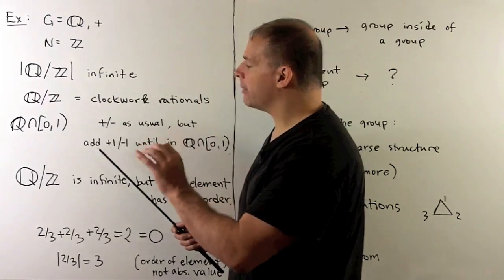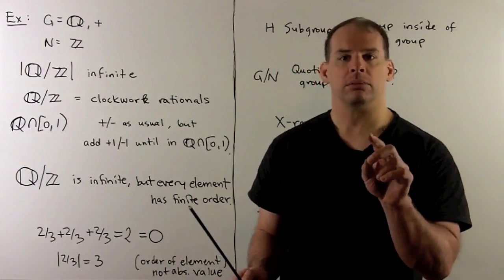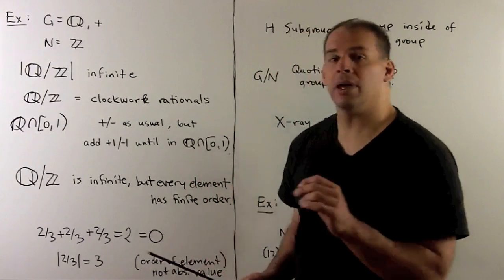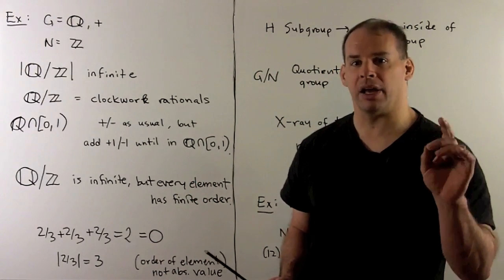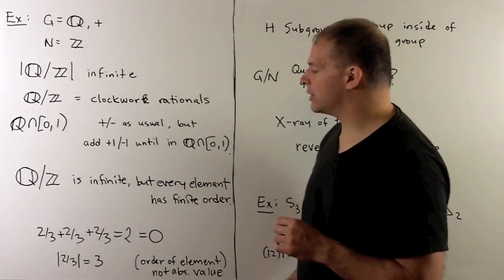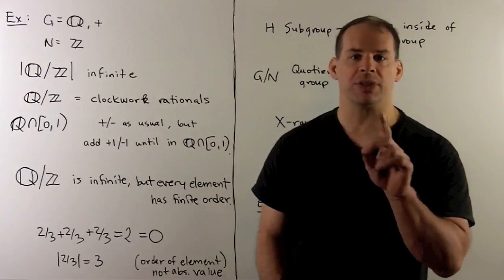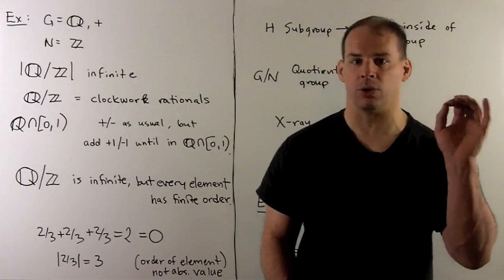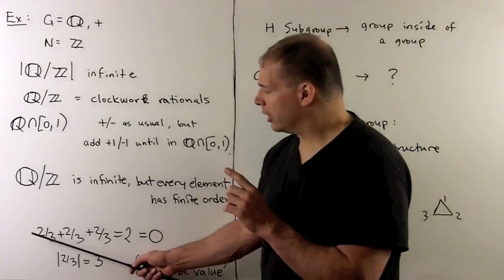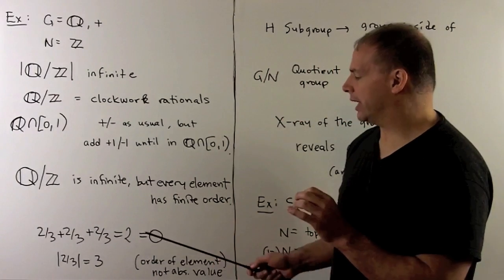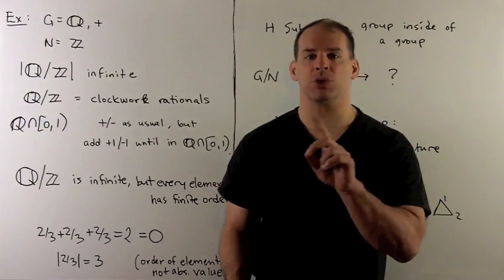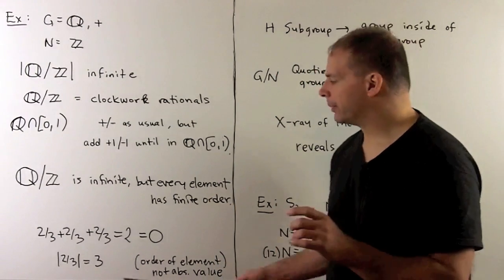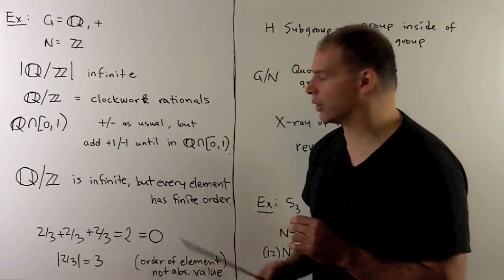Now, if you think about this, we have an interesting situation. Our quotient group Q mod Z is infinite, but every element in this group has finite order. So for instance, if we took 2/3, we add it to itself 3 times. If our rational is in reduced form, we just use the denominator to get the order. If we add 2/3 to itself 3 times, we get the integer 2. And then adding or subtracting multiples of 1 sends that to 0. So 2/3 has order 3. Note here, that's not absolute value as we usually use it.